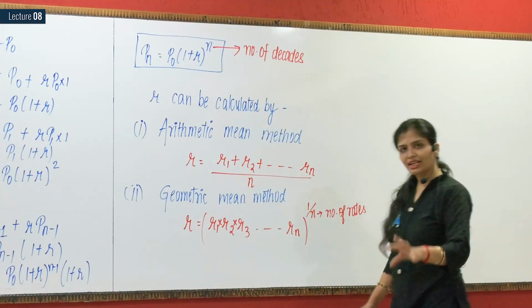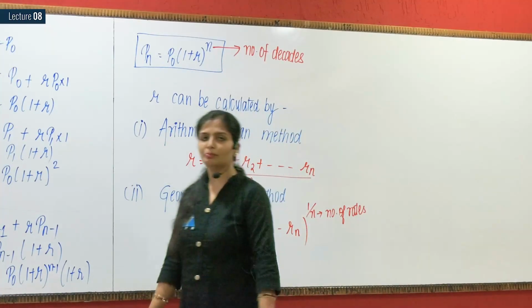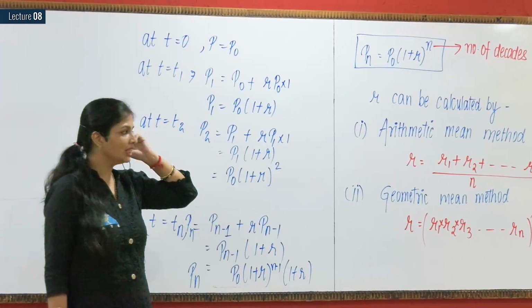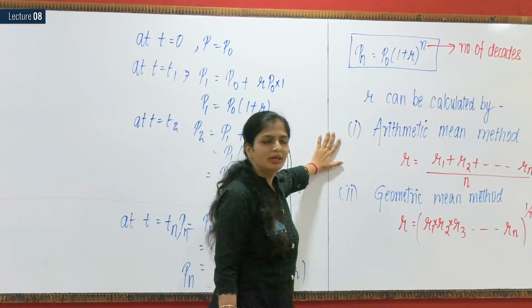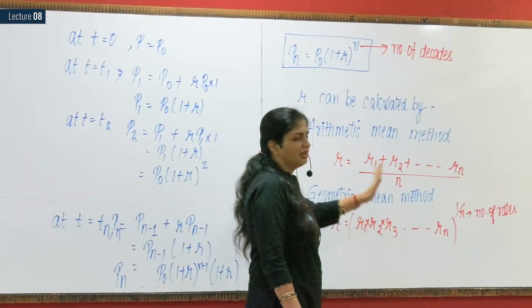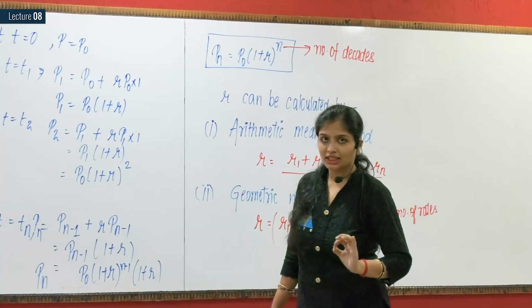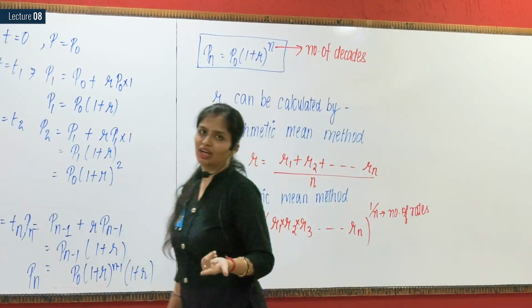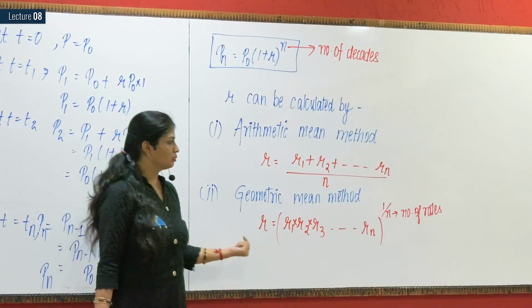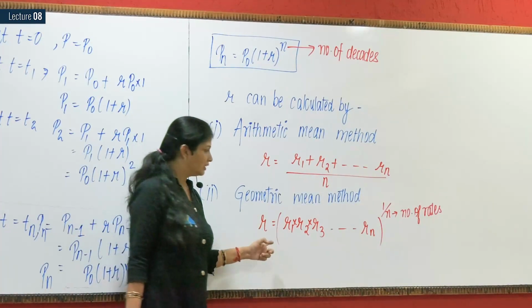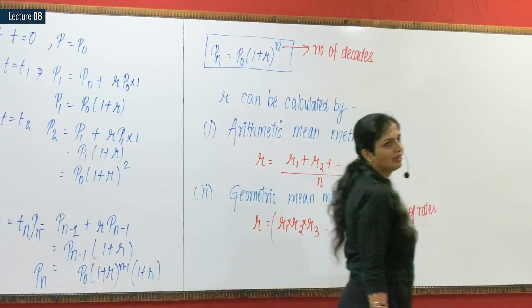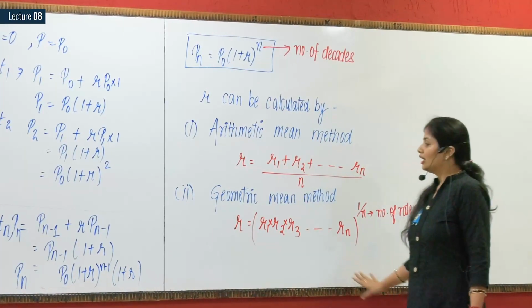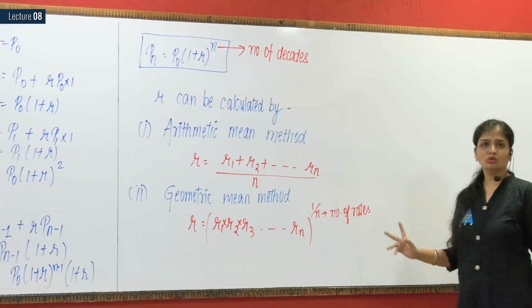Fine. Generally, as per the IS code, if it has been mentioned in the question that you have to calculate R by the arithmetic mean method, go with the arithmetic mean method, no issues. But if it hasn't been mentioned in the question how to calculate the value of R, you will take this one. Fine. With this geometric mean method, you will calculate the value of R. And as per the code also, we will take this value. Now, these are two methods.